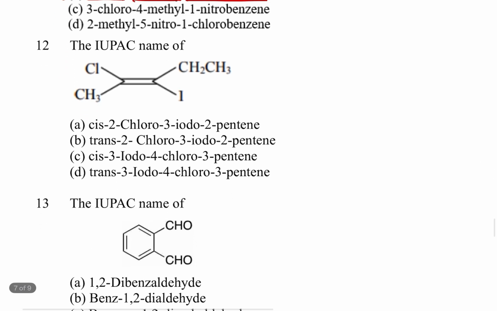Next one, IUPAC name of this particular structure. From here we can see this is the main chain. Other are substituents. But one problem we have here, cis trans form we need to find out. If I see around this particular group, both the groups are different. How do I find cis trans? For this kind of cases, we go with the mass factor or weight.